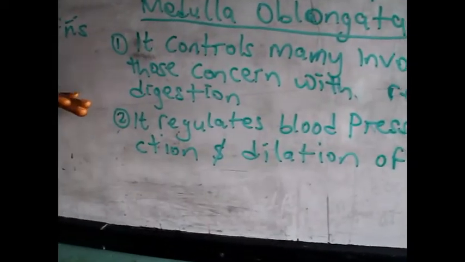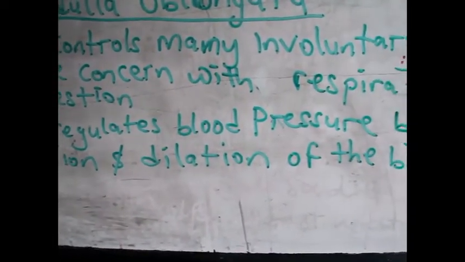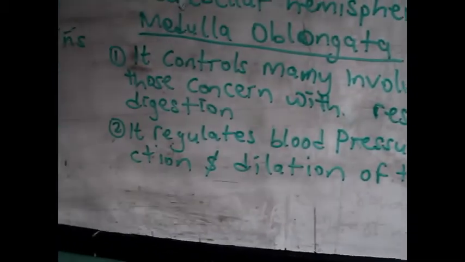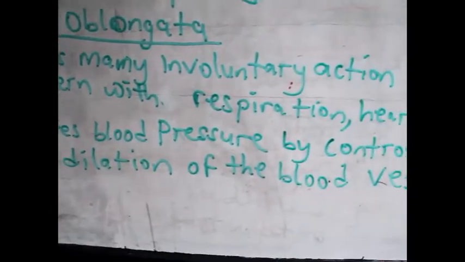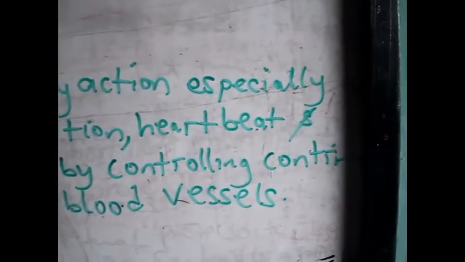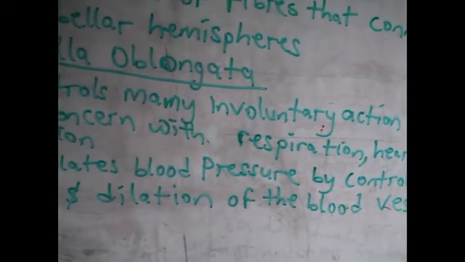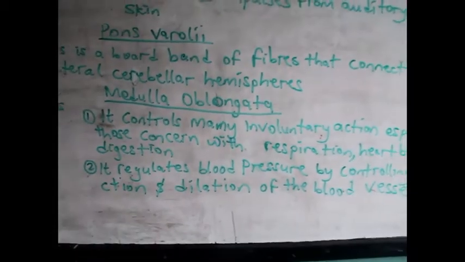Finally, it regulates blood pressure by controlling the constriction and dilation of the blood vessels. Constriction and dilation means opening and closing of the blood vessels. That is controlled by the medulla oblongata.